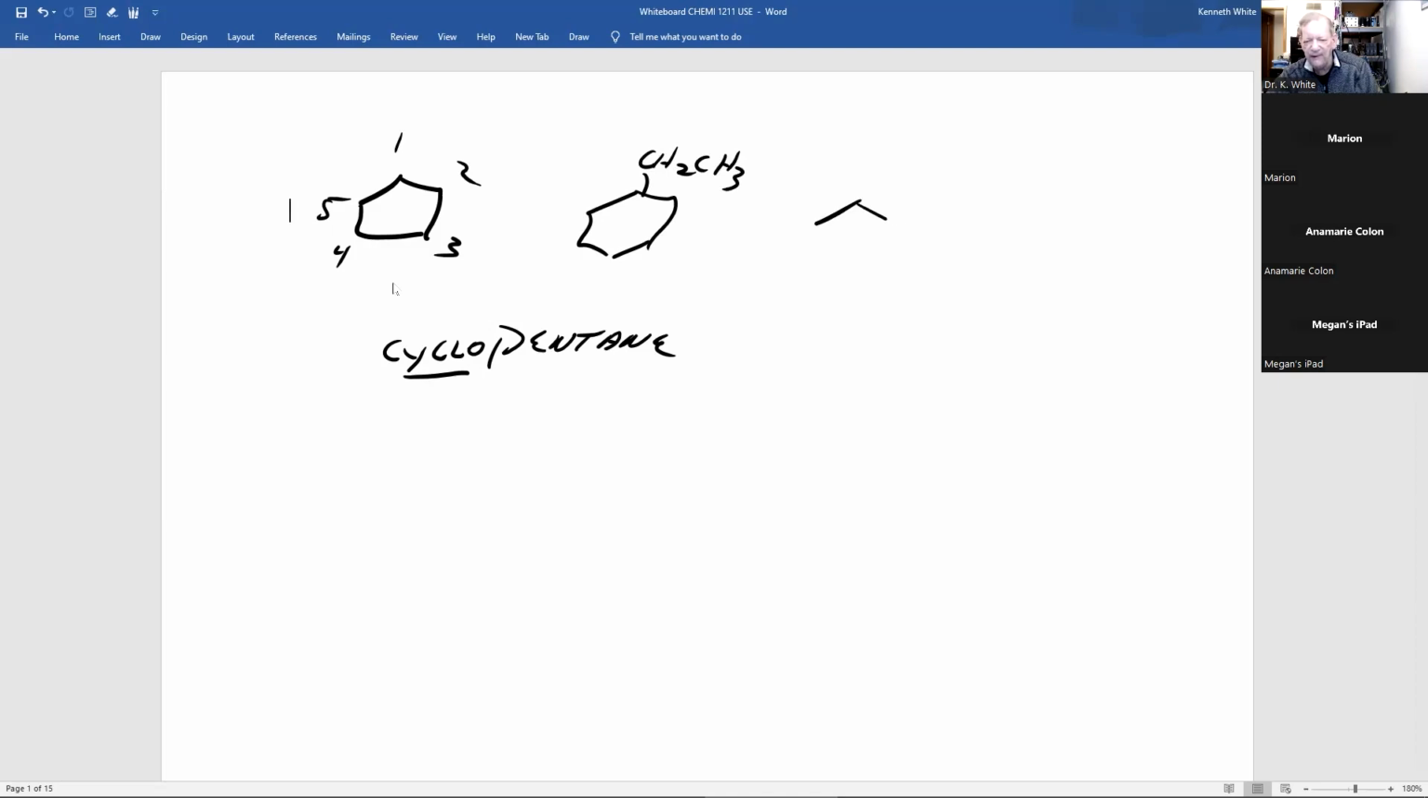Let me do a better ring. Luckily, I have software that I use on my tests. So how do you name this? Why don't you try it, and then I'll do it. What would be the IUPAC name for this molecule right here?